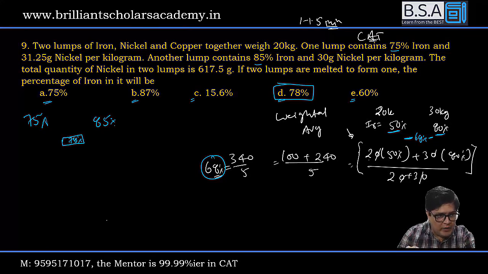Any doubts? Any doubt in the trick that I've just shown you? The average will be between the two numbers, and between 75 and 85 there is one number, 78. Is the approach clear? Is the answer clear to everyone? Total kilograms are 20. There are two pieces, two alloys of iron. In one there is 75% iron, another is 85% iron. So when you combine both to create one lump or one alloy, the percentage will be between the two. That is answer option D.